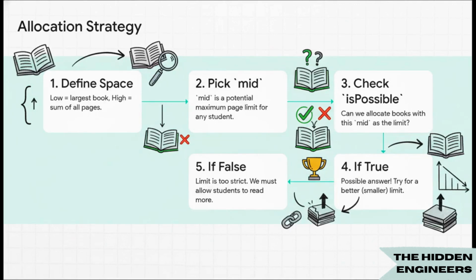And now we just apply our pattern. Our search space for the answer, the lowest it could be is the size of the biggest single book, and the highest is the sum of all pages. We pick a mid value. Then we ask our helper function, isPossible(mid)?